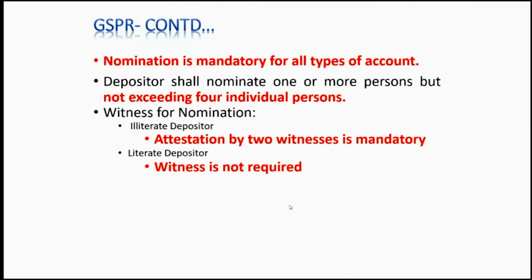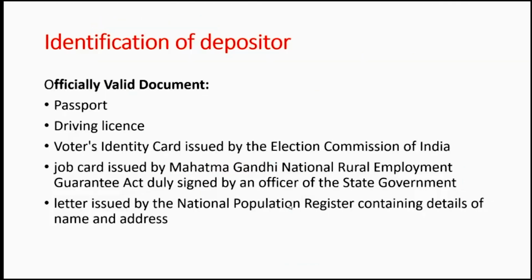I repeat, nomination is compulsory. We can nominate a maximum of 4 persons. In case of a literate depositor, a witness is not required. In case of an illiterate depositor, there should be 2 witnesses to witness the nomination. That is all. And one more thing, how one can identify a depositor.